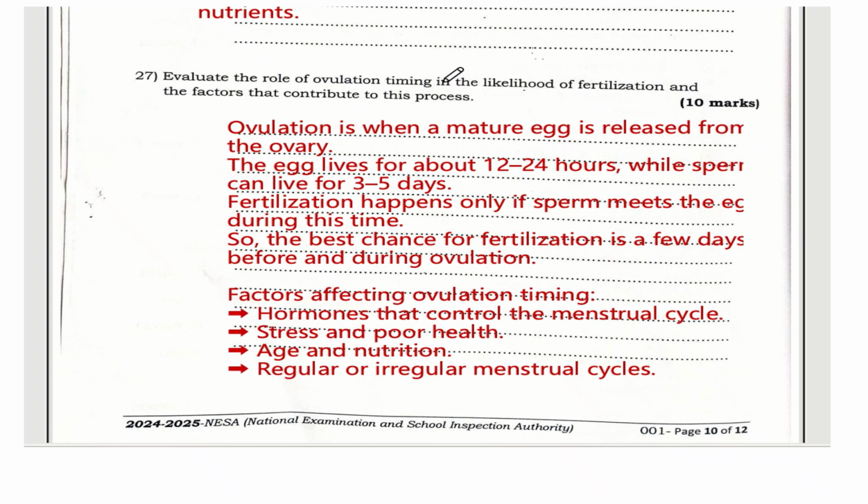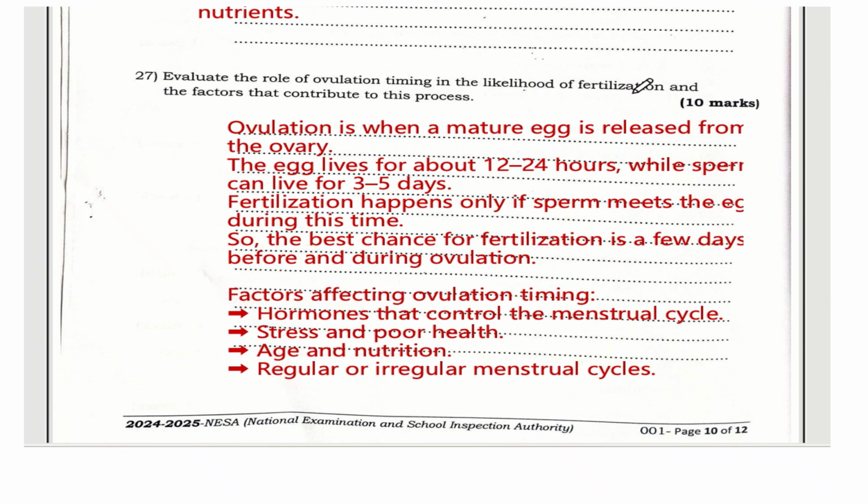Evaluate the role of ovulation in the likelihood of fertilization and the factors that contribute to this process. Ovulation is the release of a mature egg, which is called the ovum, from the ovary into the fallopian tube.